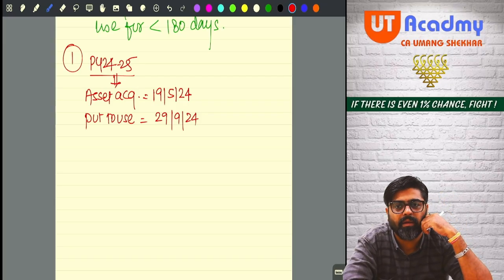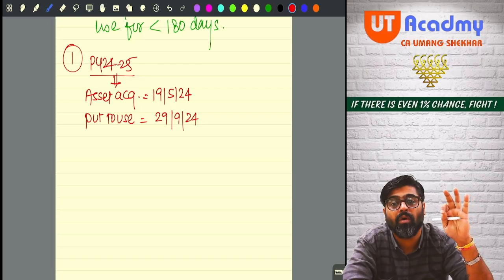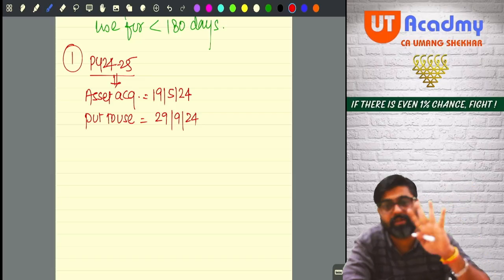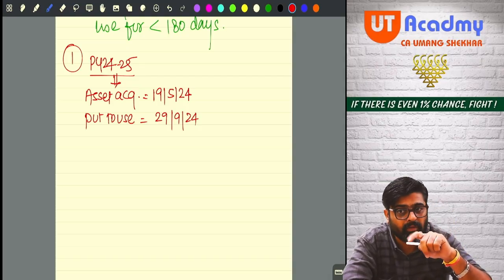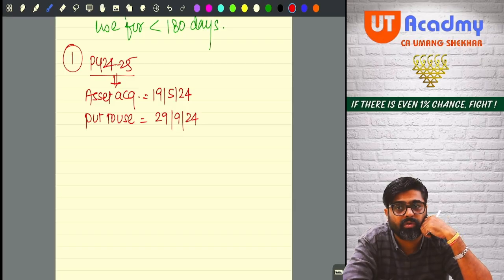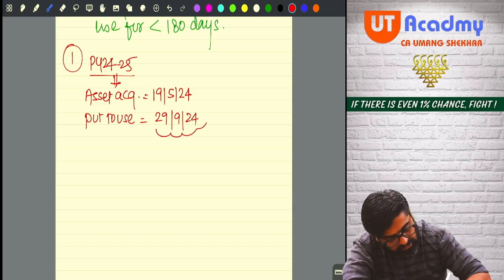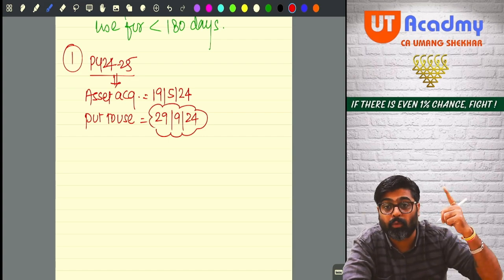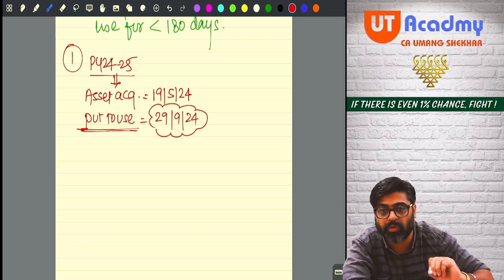Now tell me, you have to check whether this asset was put to use for 180 days or more or less than 180 days. So you will count the number of days, 180 days, from the date of acquisition or the date when it was put to use? Put to use. So for us, this date will be relevant. Whenever we count the number of days, we have to always see the date when the asset was put to use. Yes or no?